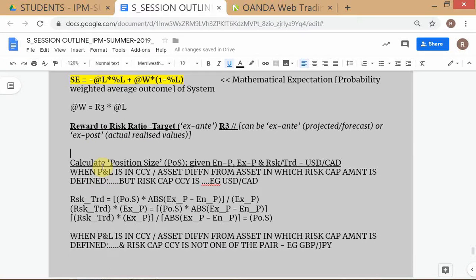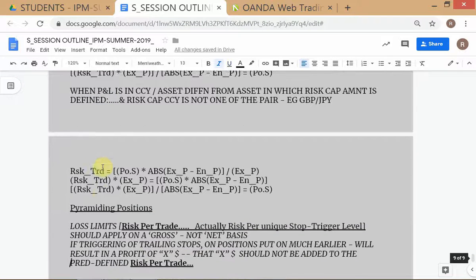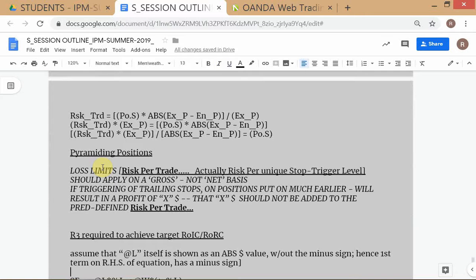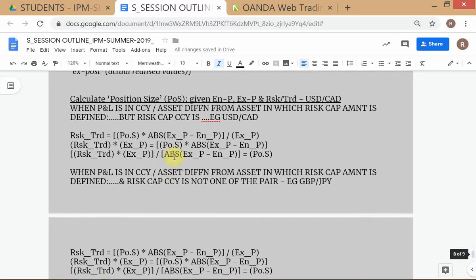So we have understood reward to risk ratio also. Something else you have to understand. I think pyramiding positions we have already covered. There is another important calculation, a couple of other important calculations that we should cover in this course itself. Now let's see. One more thing I have to warn you about. I'm not going to spend much time on this.